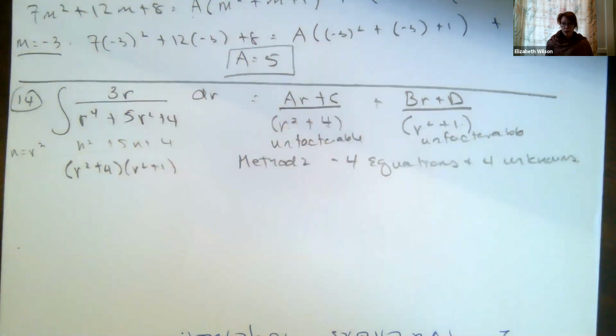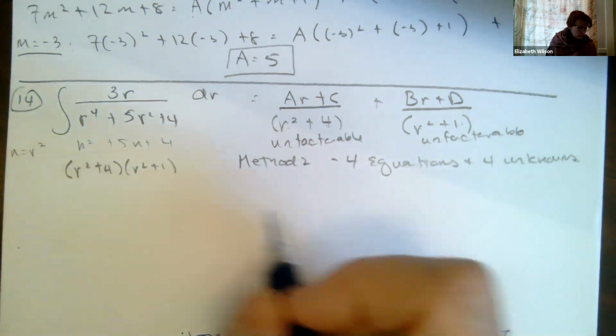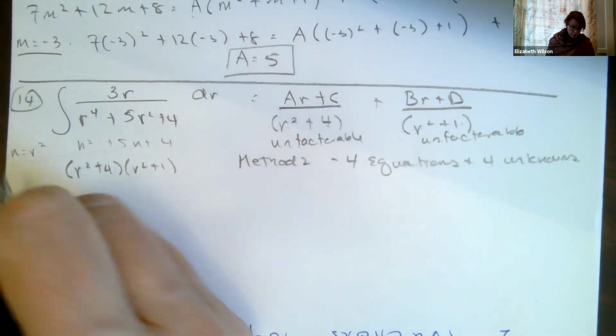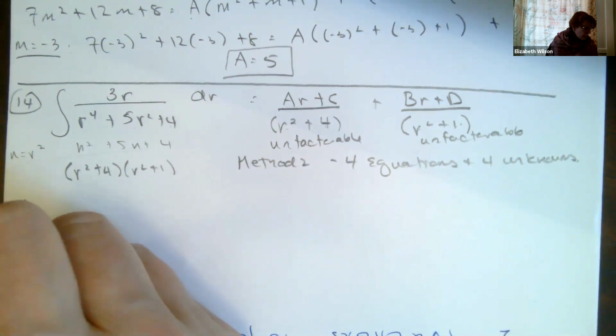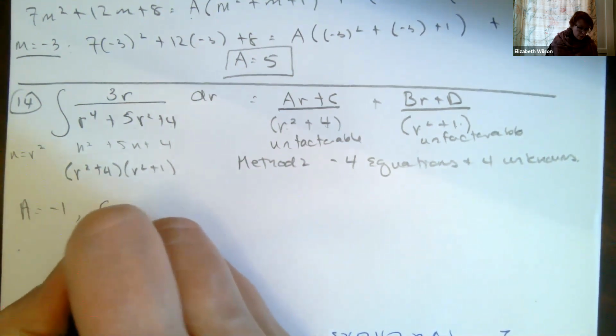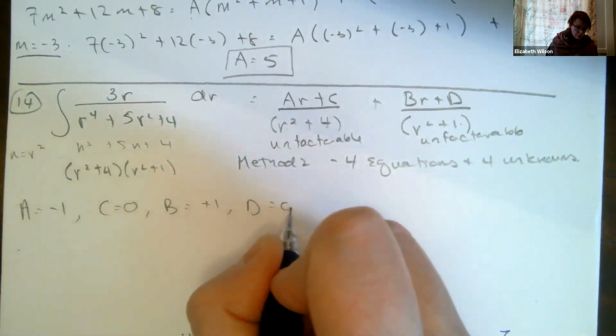4 equations and 4 unknowns. I'll give you the answer and then we can talk about it. And then if you want to actually go over the method in detail, it's just like what we just covered. So the answer: A equals -1, C equals 0, B equals +1, and D equals 0. These are the answers that I got.